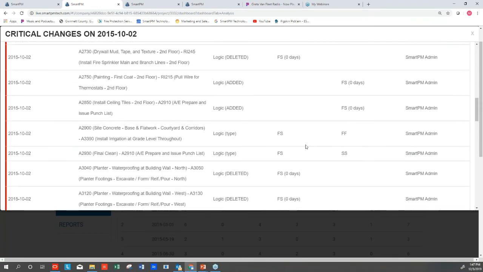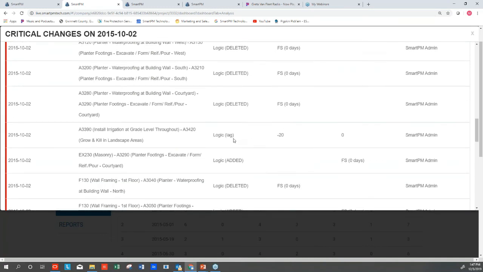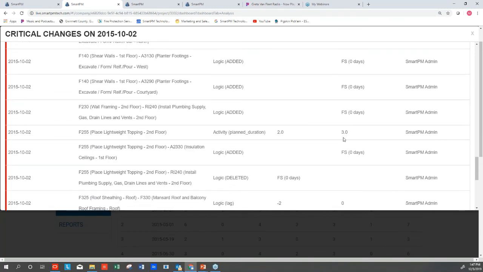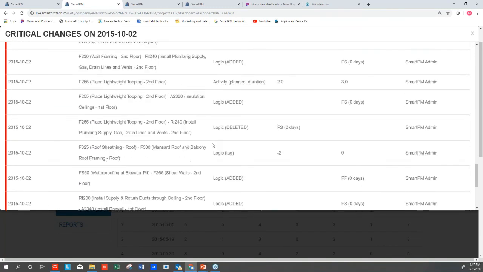Again, we also want to see, always looking for changes in lags. This one went from -20 to 0, and durations as well. This one went from 2 to 3, so that's actually pushing it back a little bit.